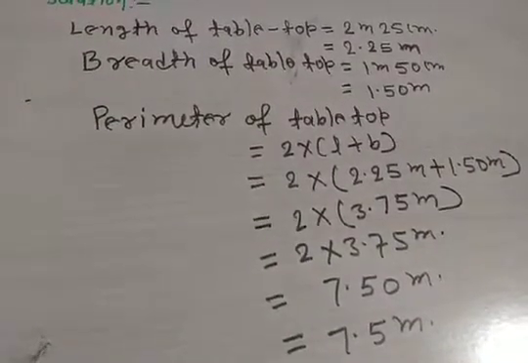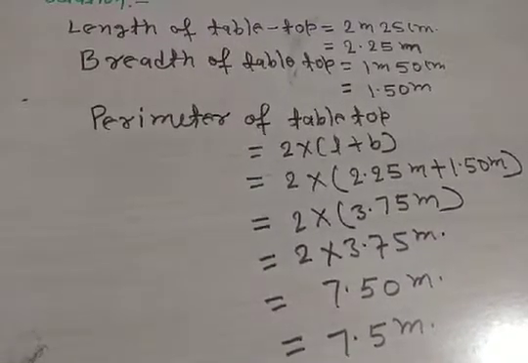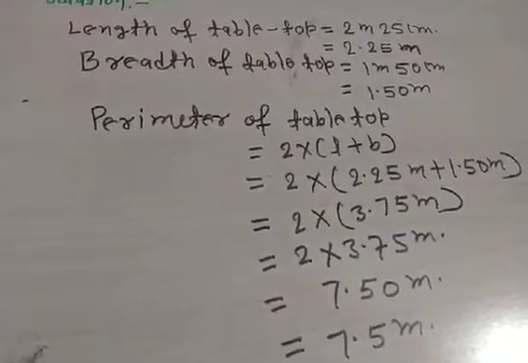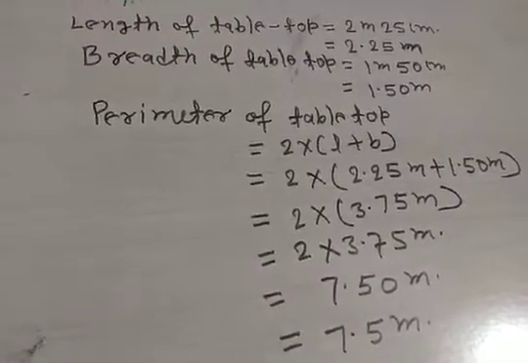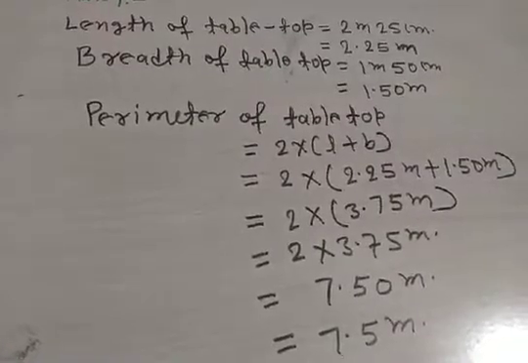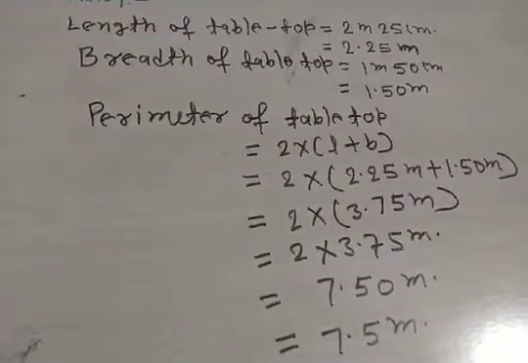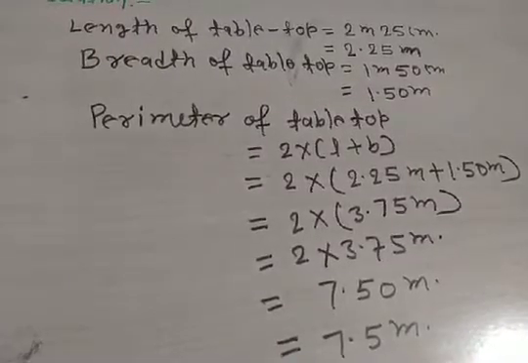Students, you know 1 meter is equal to 100 centimeters. Clear? And 1 centimeter is equal to 1 by 100 meters. So I hope all of you converted the given centimeters into meters. And here we find the perimeter of the tabletop.